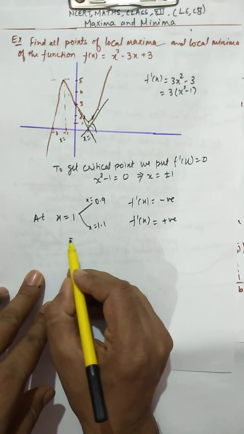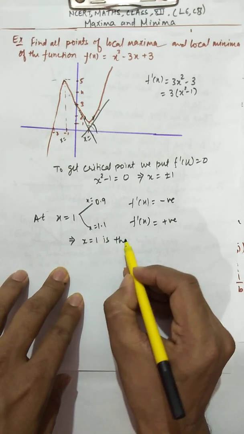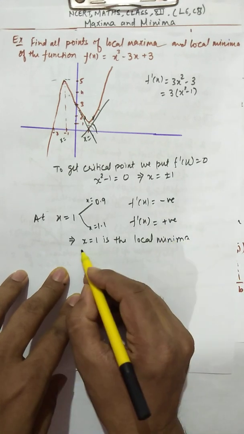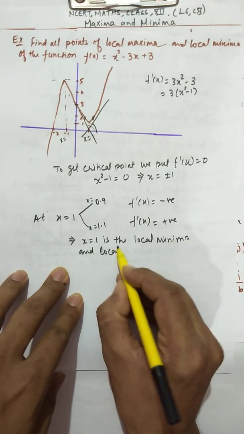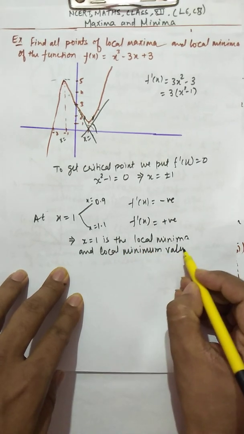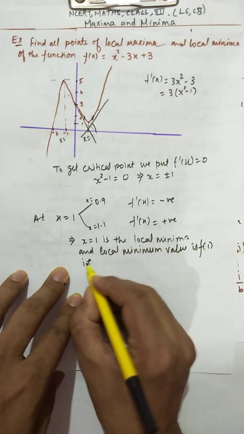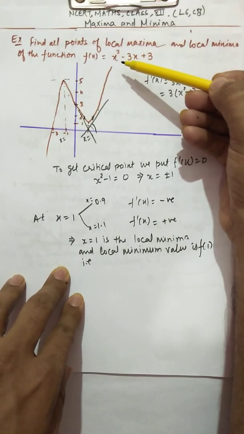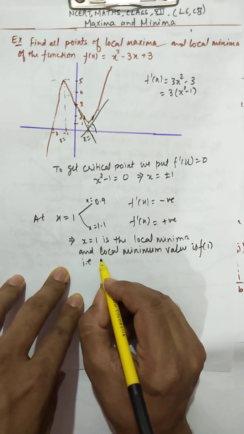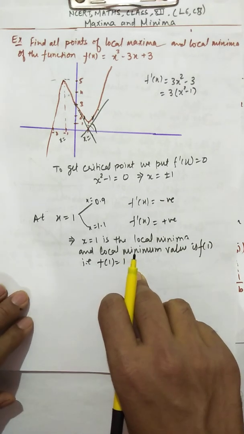So you can conclude now that x = 1 is the local minima, and the local minimum value is f(1). You can put the value in this function: 1 − 3 + 3, this is minus 3, this cancels, so f(1) is going to be 1. So this is the way that you decide.